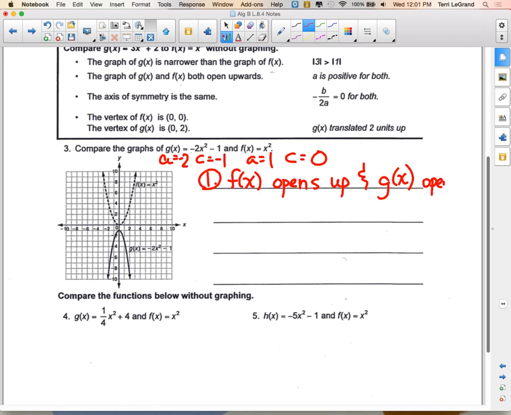Some of you aren't going to get a stamp tomorrow, I can already tell you, because you're not going to have good enough notes to guide you. F of x opens up and g of x opens down. That's our first comparison, their openings.